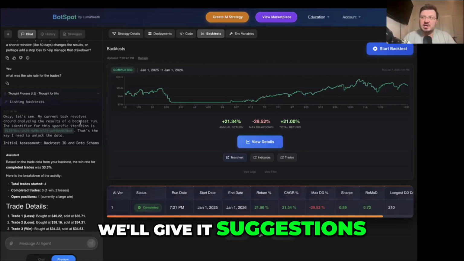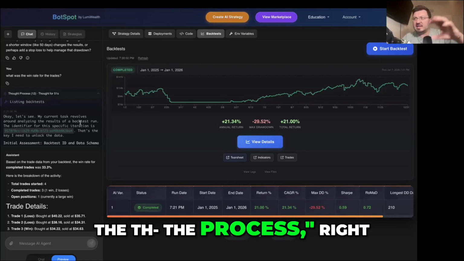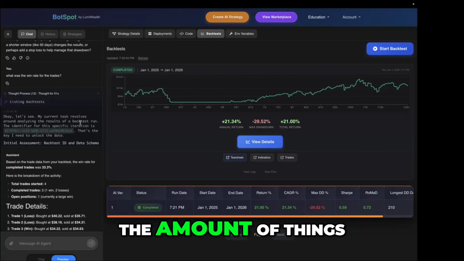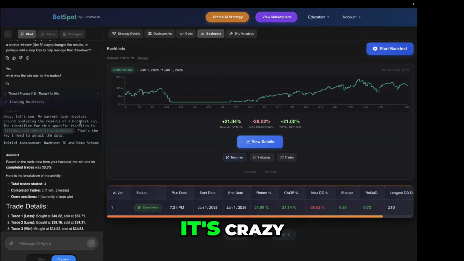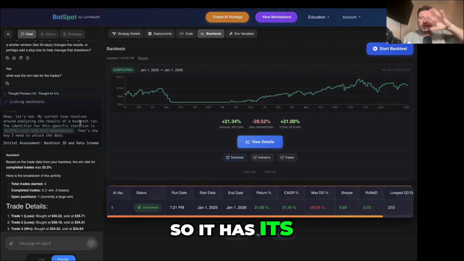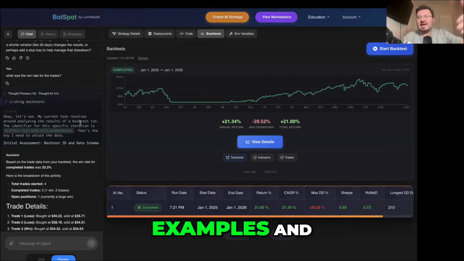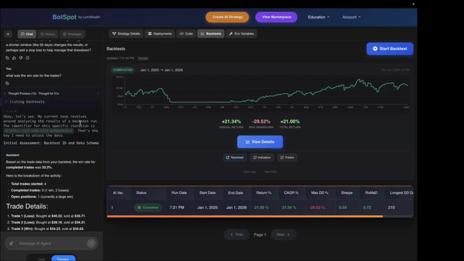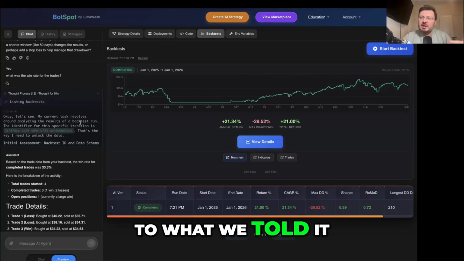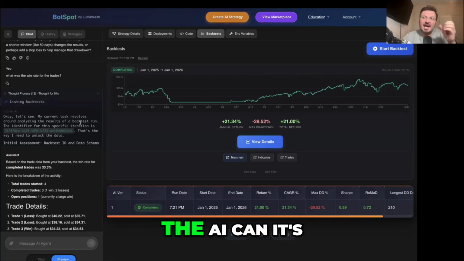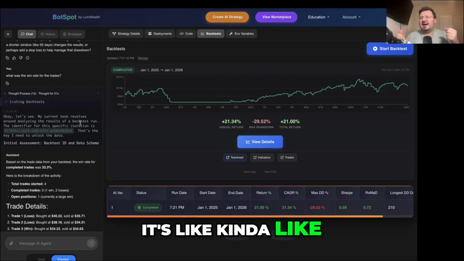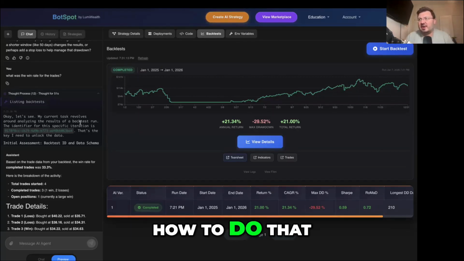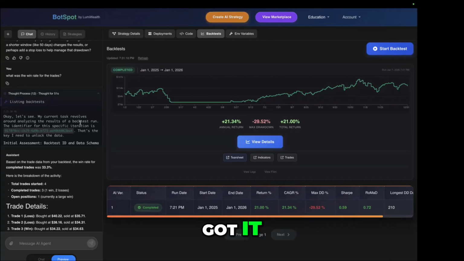And we'll give it suggestions. We'll say this is kind of the process, right? But we can't cover everything. The amount of things that you could ask this thing is just outrageous. It's crazy, right? So it has its own thinking as well, but then we give it a lot of examples and a lot of guidance, right? So it's not rigid to what we told it, but we give it examples. It's kind of like giving a playbook to a person, right? They start a new job, you want to teach them how to do that, right? Got it. Okay. Perfect.